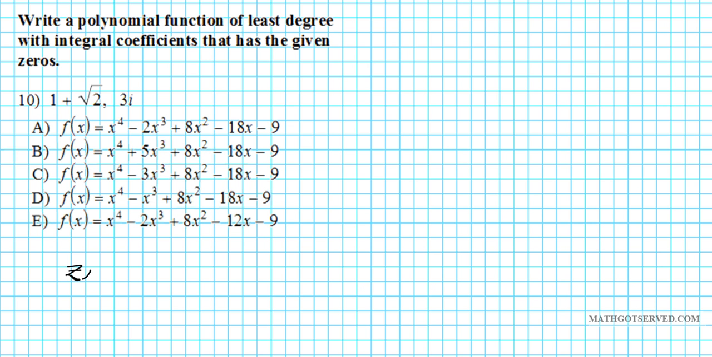Okay, so the zeros that we are looking at to generate our polynomial are x equals 1 plus rad 2 and its conjugate, which is 1 minus rad 2. How do you get the conjugate? You simply switch the sign of the radical piece of the irrational number. And then we have x equals 3i, and its conjugate, x equals negative 3i. You get the conjugate of imaginary numbers by switching the sign of the imaginary part. So these are the zeros that we have.